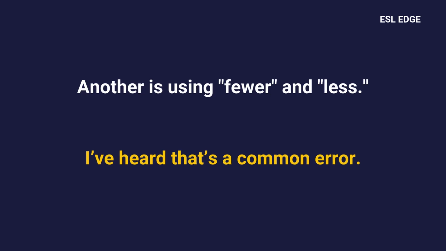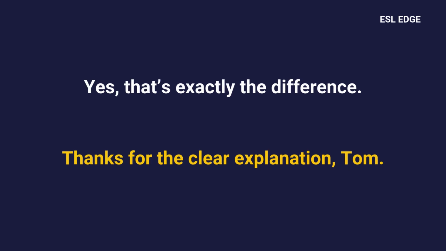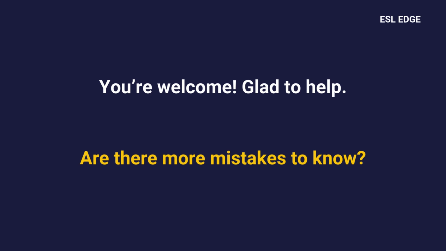Another is using fewer and less. I've heard that's a common error. Fewer is for countable things. And less is for uncountable things. Yes, that's exactly the difference. Thanks for the clear explanation, Tom. You're welcome. Glad to help.